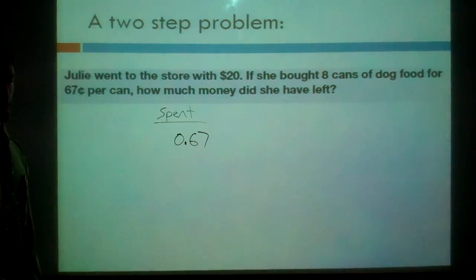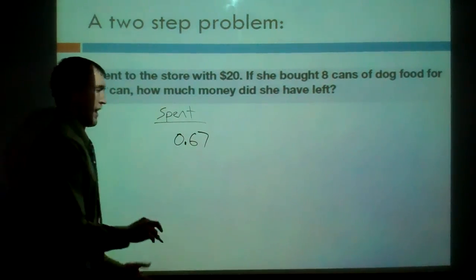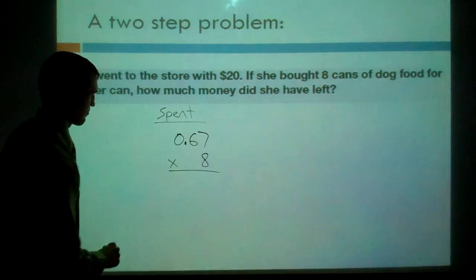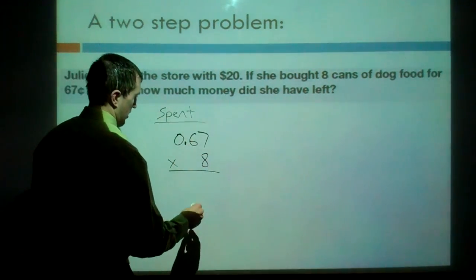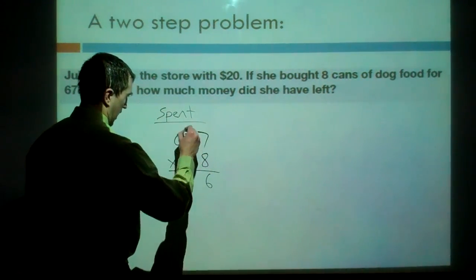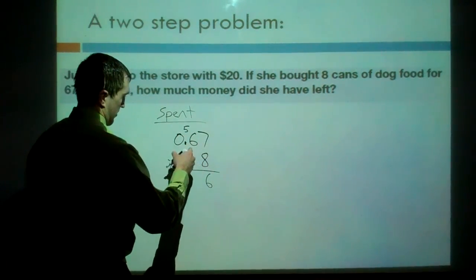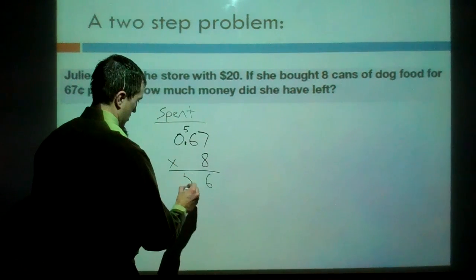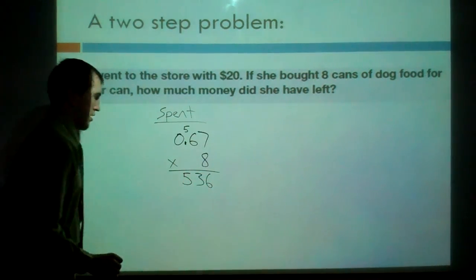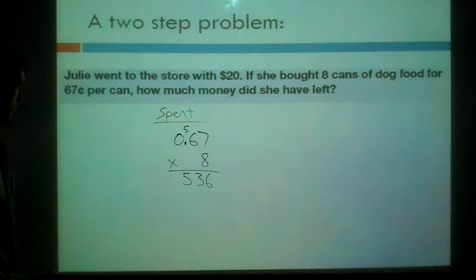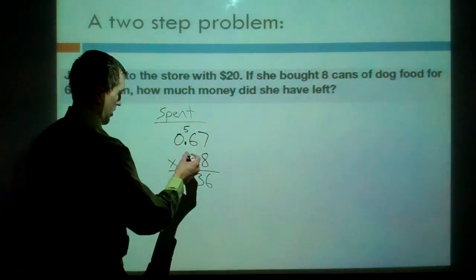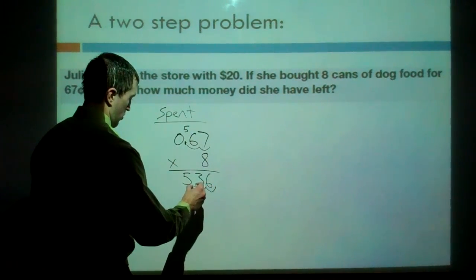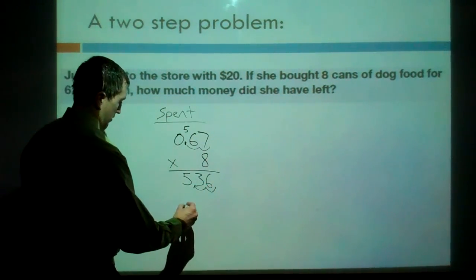And she spent 67 cents on 8 cans. So we're going to multiply those. 8 times 7 is 56. Carry our 5. 8 times 6 is 48, plus 5 should be 53. Alright. That looks good. We have to move our decimals 2 spots over. 1, 2. So we're at $5.36.